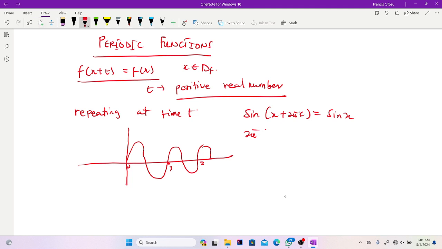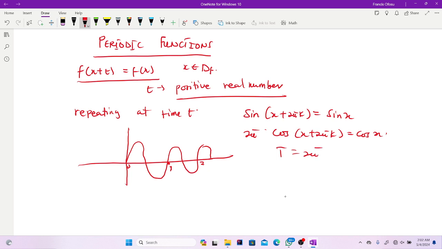Now when you take cos, it is also likewise. Cos of x plus 2 pi k will give us cos x. So t, which is our period, is always 2 pi for cos and sine.